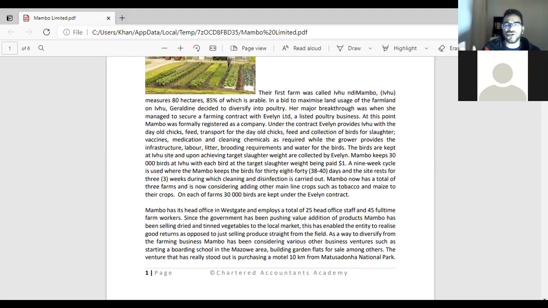7 times 9 is how much? That's 63. Okay, but there's a 9 week cycle where you can see the birds are kept for about 30 to 38 to 40 days, and the site rests for 3 weeks. Okay, so you can see whether that adds up to 9 weeks. And then the process restarts again.